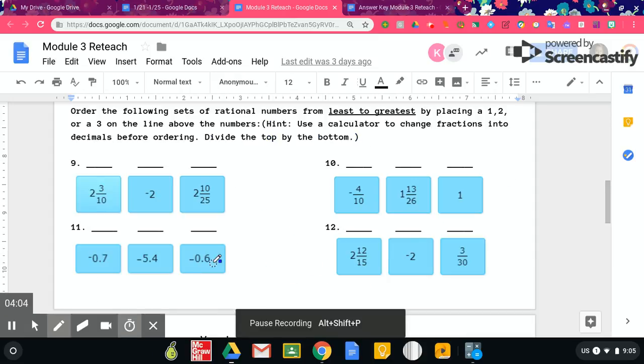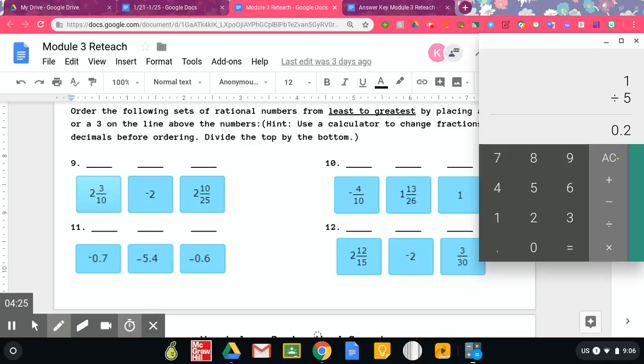Okay, so since you're doing number 8 on your own, I'm going to pick it up and I'm going to do number 9 with you guys, and then you're actually going to finish it. So it says order the following sets of rational numbers from least to greatest by placing a 1, 2, or a 3 on the line above the numbers. And then I ask you to use a calculator to change those fractions into decimals. So number 9, the first one says 2 3/10. So pull my calculator back up. Remember you divide the top of the fraction by the bottom. So 3 divided by 10 is 0.3.